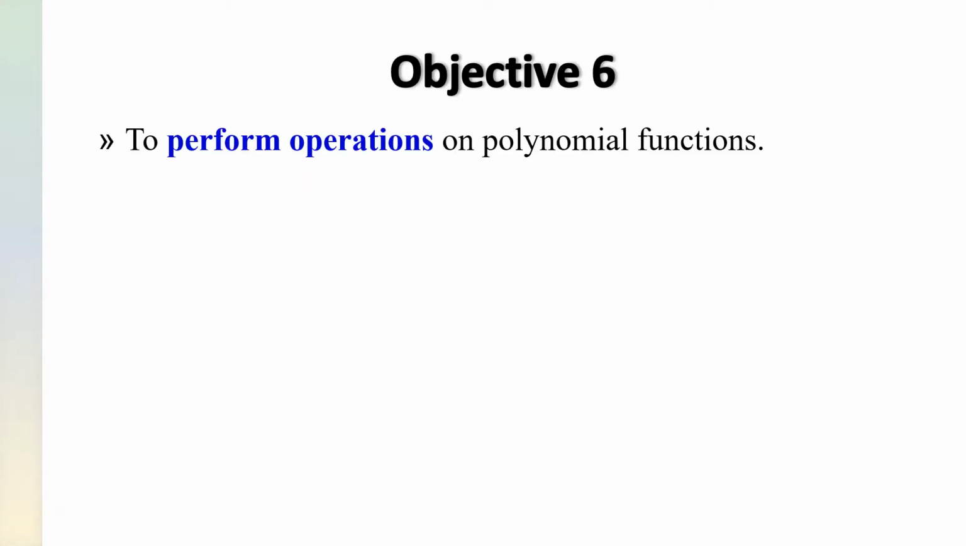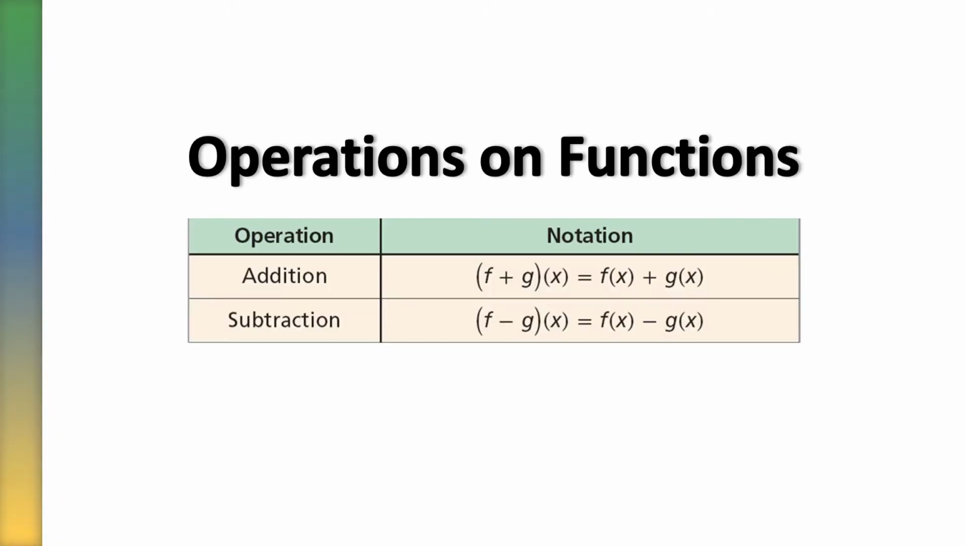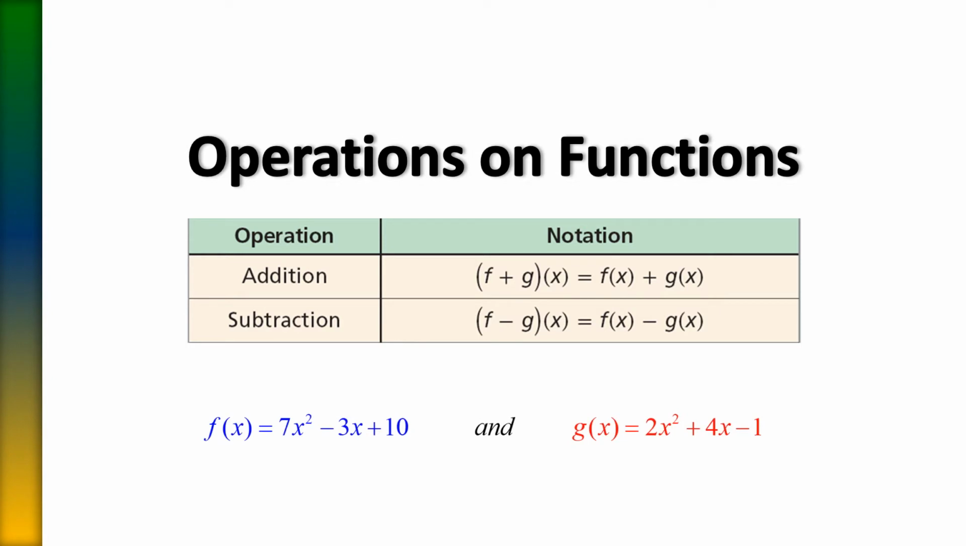In this lesson, we're going to perform operations on polynomial functions. Operations on functions. So let's say you have two functions. You have f of x equals 7x squared minus 3x plus 10, and you have another function, called g of x, and that is 2x squared plus 4x minus 1.